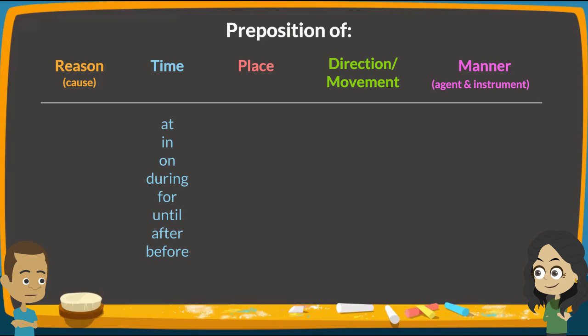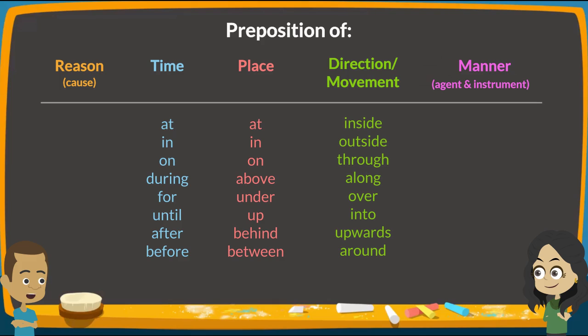A preposition of time describes a specific time period of an action or something. Prepositions of place are similar to prepositions of time, but the way the words are used is different. A preposition of place tells us where something or someone is, was, or will be. Prepositions of direction indicate the movement from one place to another.